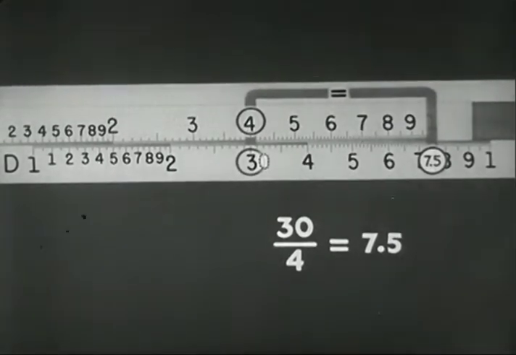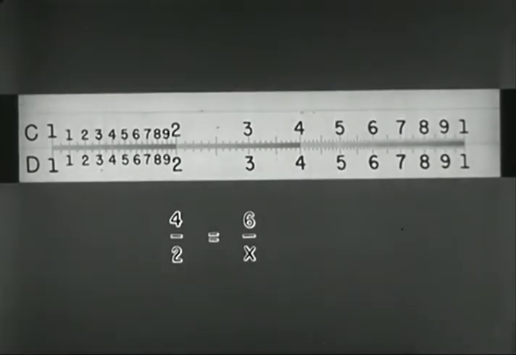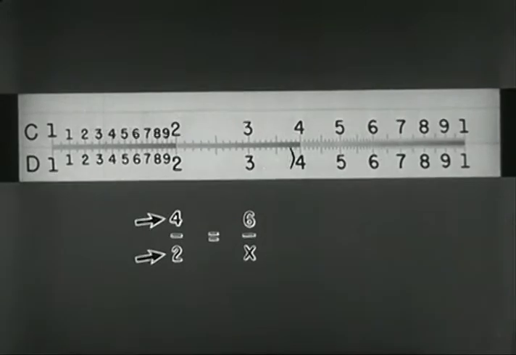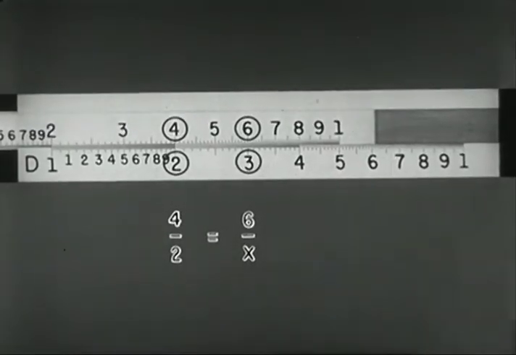When skill has been acquired in multiplication and division, problems in proportion may also be solved with the C and D scales. Let us take the simple proportion 4 is to 2 as 6 is to X. The proportion may also be stated like this, a form more convenient when using the slide rule. To find X, first set the rule to match the known quantities above and below the line, in this case 4 over 2. Find 2 on D, and to it slide 4 on C. Find 6 on C. Opposite 6, read X as 3 on D.